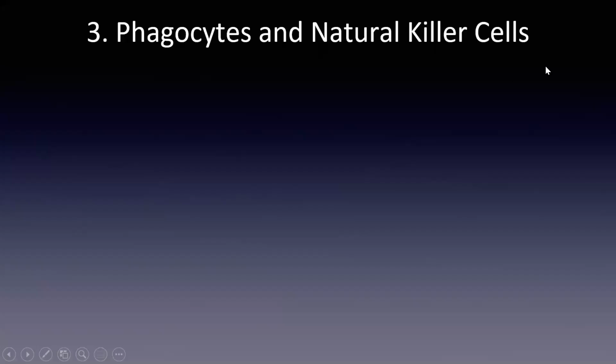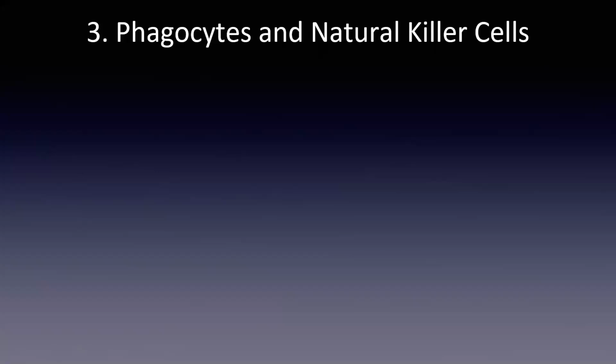So we're continuing on with our innate immunity, our 4 types. We covered physical and chemical barriers yesterday. That was number 1. And number 2 was the inflammation response, or the inflammatory response. Today we're talking about phagocytes and natural killer cells. Phagocytes might bring your brain back to phagocytosis from wellness and homeostasis.